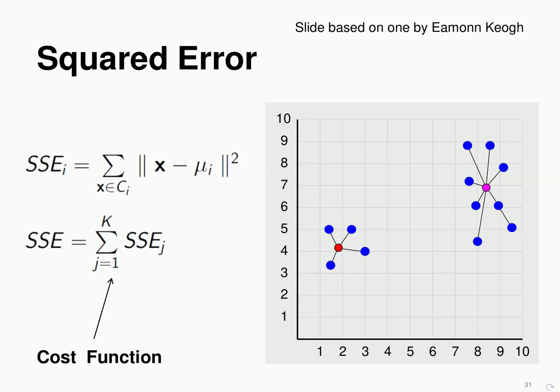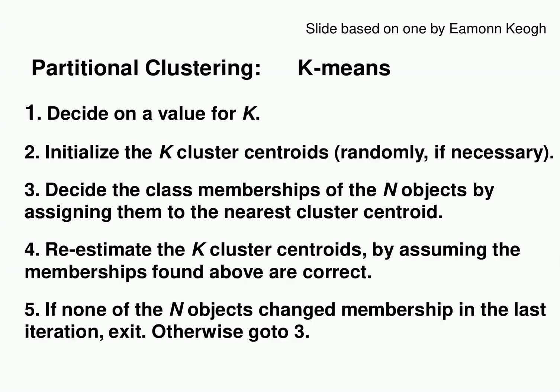Minimizing this cost function ensures that clusters are compact and well separated, which is crucial for effective clustering. The graph on the right visually represents this by showing how data points are grouped around their respective centroids, highlighted by reduced distances. Now let's delve into the k-means algorithm, a fundamental partitional clustering technique.